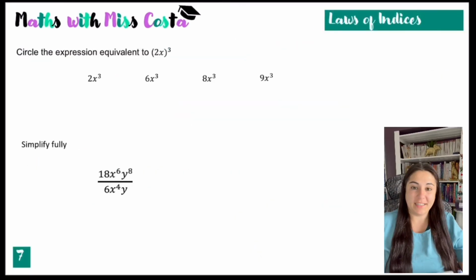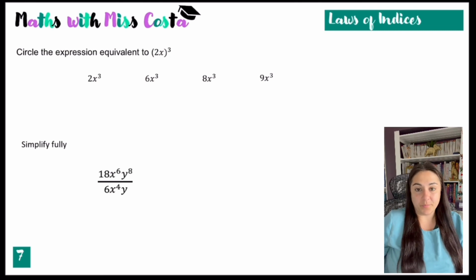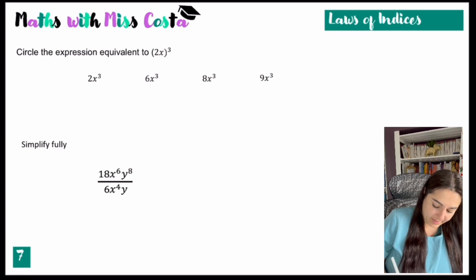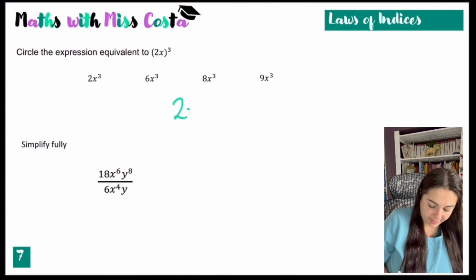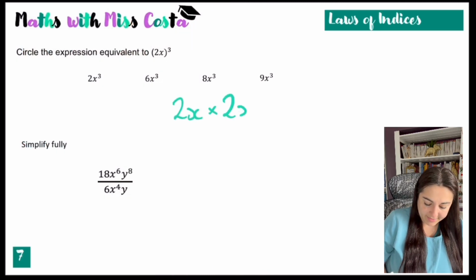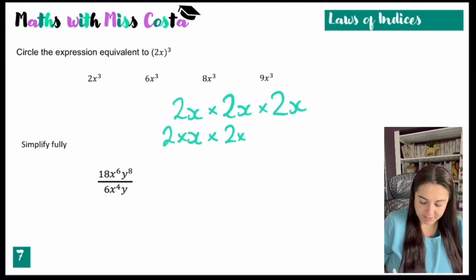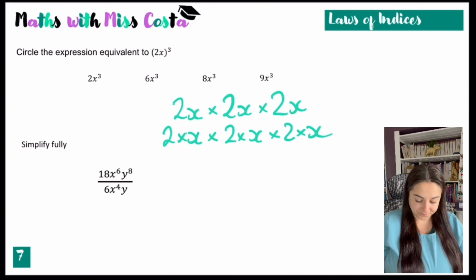So with the laws of indices, what I need to do is consider what is happening with the algebra that I've been given. So 2x cubed, what does that actually mean? Well, it means that 2x is being multiplied by itself 3 times. So that would be 2x times 2x times 2x. I can split that up even further. So 2 times x times by 2 times x times by 2 times x. And I get to the root base of what is happening with the algebra.